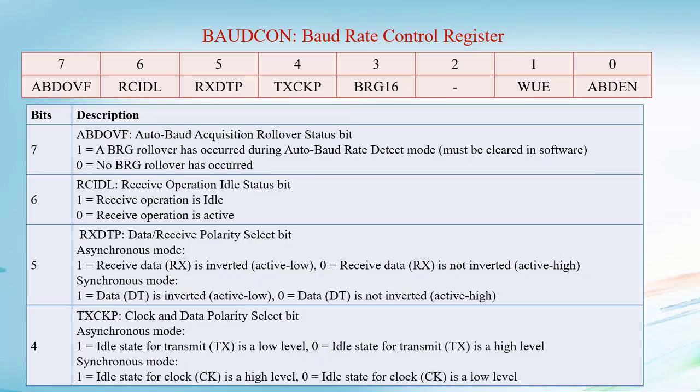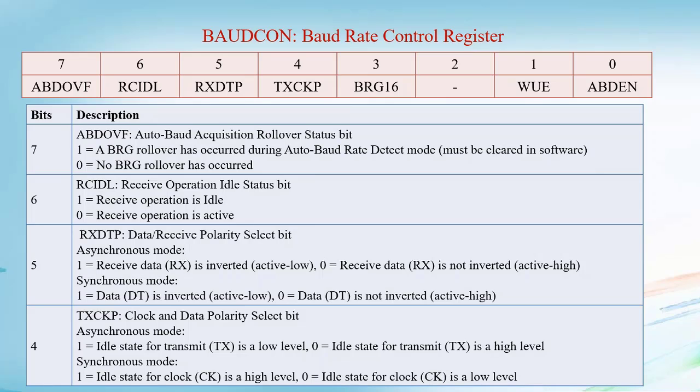Then the Baud register. This Baud register is again an 8-bit register, starting from bit number 0 to bit number 7. Bit number 7 is ABDOVF, the auto baud acquisition rollover status bit. If this bit equals 1, a BRG rollover has occurred, and if it equals 0, no BRG rollover has occurred.